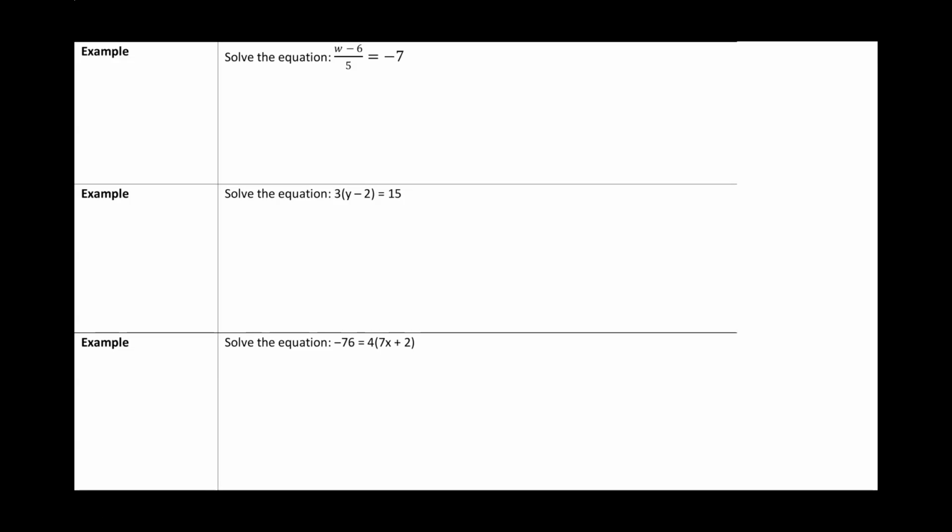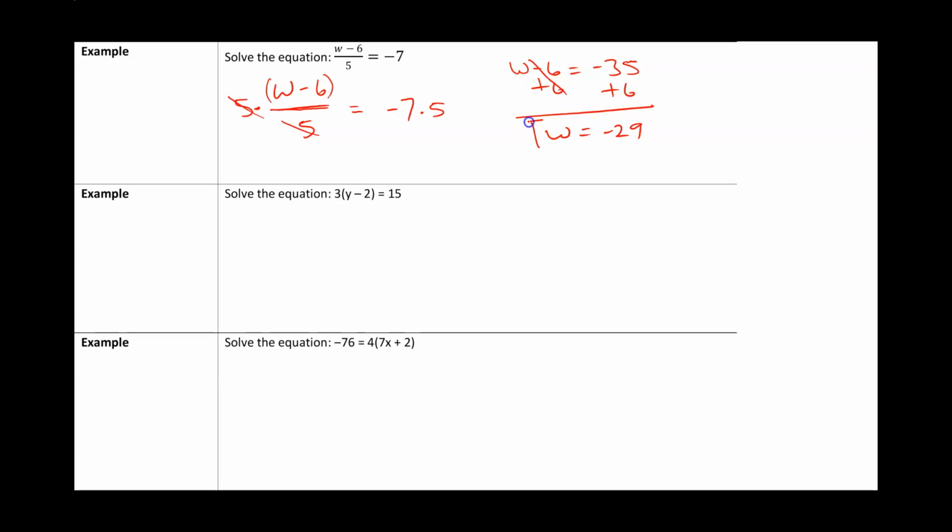Okay, moving on, we want to solve the equation w minus 6 over 5 equals negative 7. Well, think of the w minus 6 as one parentheses because it's on the numerator, and that's being divided by 5. So first step is we're going to multiply both sides by 5 to get rid of it. So this gives us w minus 6 equals negative 35. And then the opposite of subtracting 6 would be to add 6. If I do that, this gives me w equals negative 29.